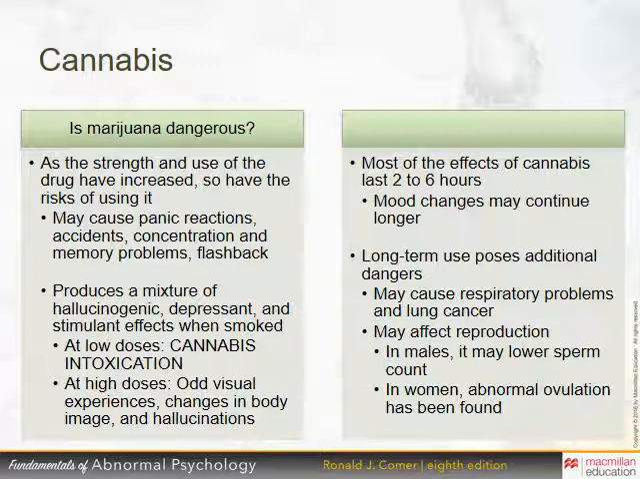It may cause panic reactions, accidents, concentration and memory problems, or flashbacks. It can produce a mixture of hallucinogenic, depressant, and stimulant effects when smoked, so it's kind of a combination of all the types of drugs that we're talking about in this chapter. At low doses, cannabis intoxication can occur. At high doses, odd visual experiences, changes in body image, and hallucinations. Most of the effects of cannabis last 2 to 6 hours, and mood changes may continue longer than that.